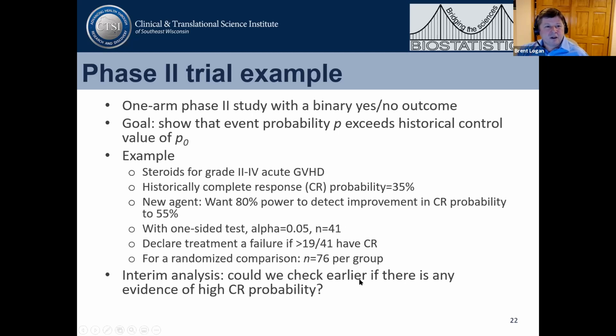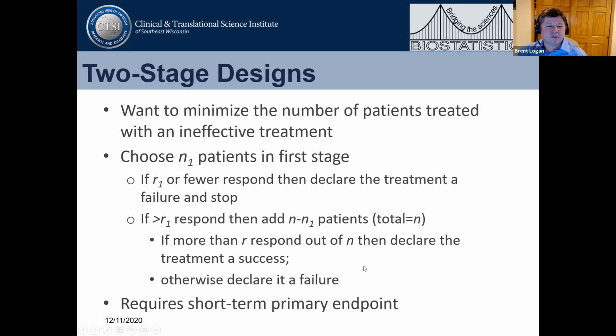One of the things to consider in a phase 2 trial is whether we should be checking earlier to see if there's evidence of a high complete response probability. So this gets us to the concept of a two-stage design. Here you want to minimize the number of patients treated with an ineffective treatment.